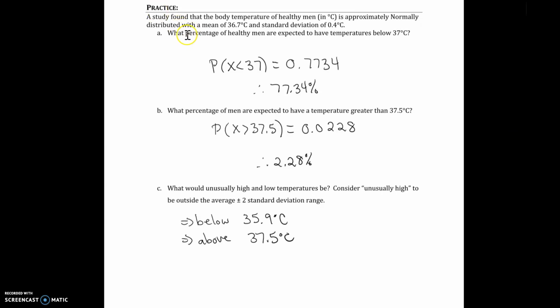Okay, for part A, because it asks for the percentage of healthy men expected to have temperatures below 37 degrees Celsius, we find it turns out to be 77.34%. As far as what percent are expected to have temperatures greater than 37.5 degrees Celsius, it turns out to be 2.28%. And the abnormally low temperature would be 35.9 degrees Celsius. The abnormally high temperature would be 37.5 degrees Celsius.